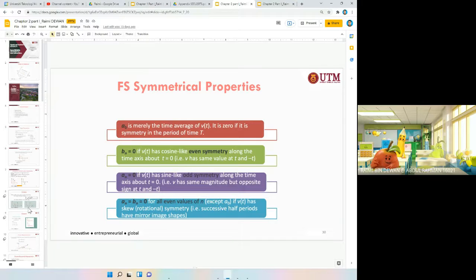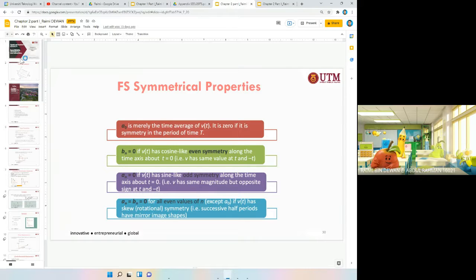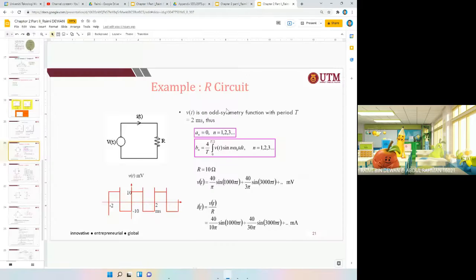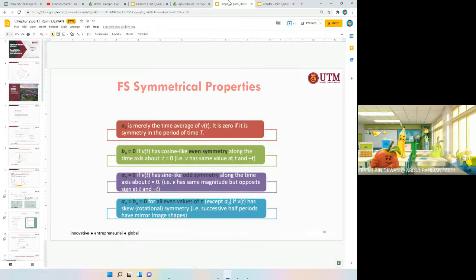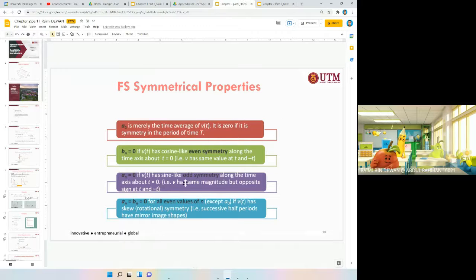So this is what we recall before we proceed to chapter 2, part 2. This one is from chapter 2, part 1. We go to chapter 2, part 2, to continue. So here, given that v(t) has odd symmetry, you see this signal, what symmetry is it? Is it even or is it odd? Here it is actually odd symmetry. Odd symmetry means it looks like sine-like symmetry.